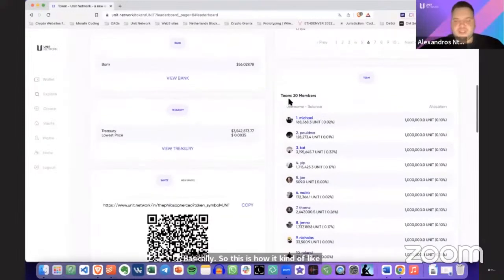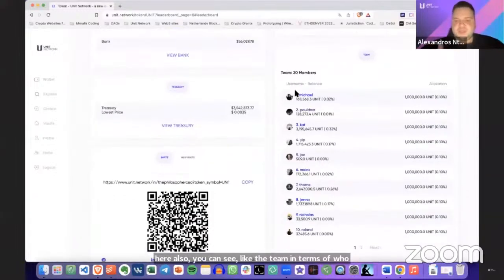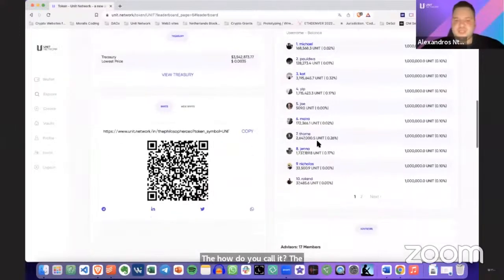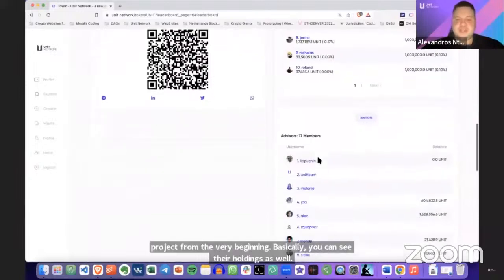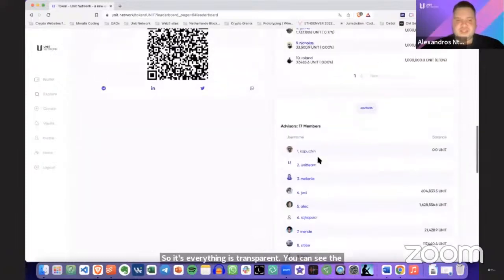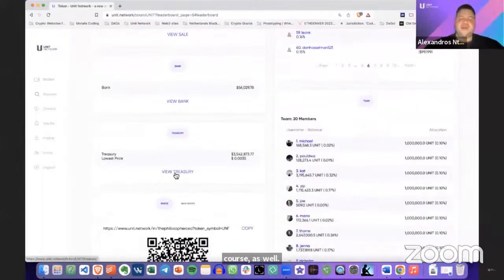And here you can also see the team, who is within the team of Unit who created the project from the very beginning. You can see their holdings as well, so everything is transparent. You can see the advisors here, the people that are advising, of course. And here you can also see the treasury.